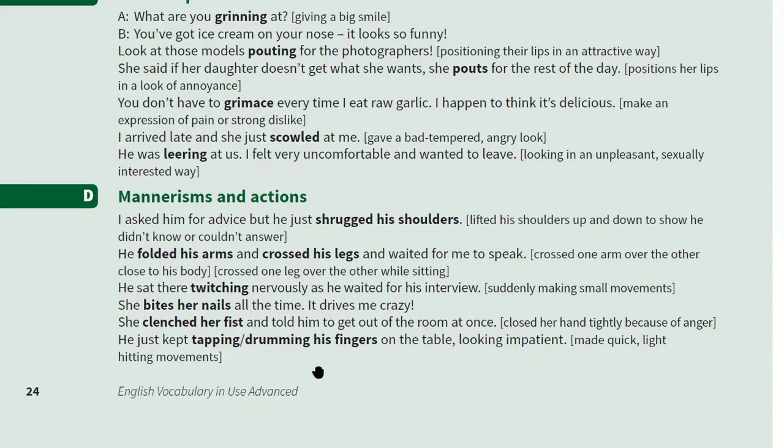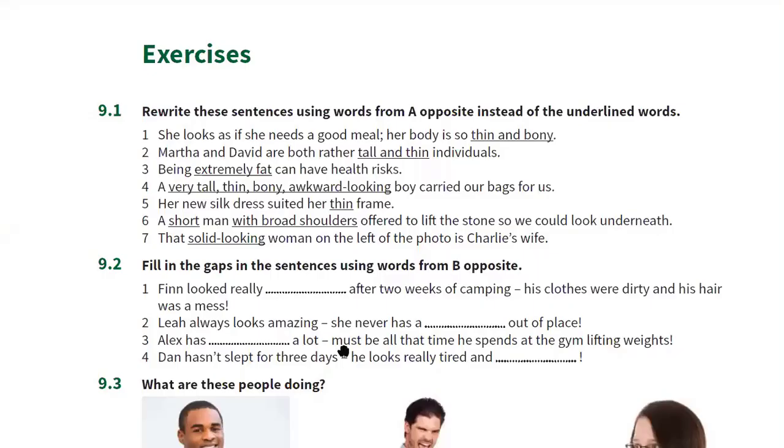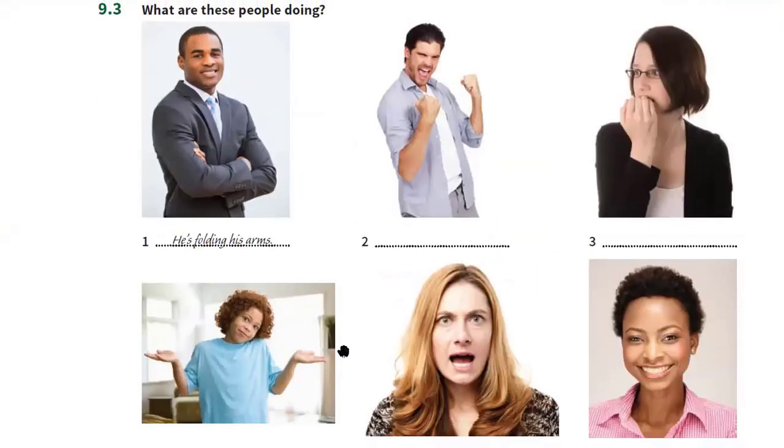Now I'll show you some pictures, and you have to tell me which word you would use. Which expression? Shrugged his shoulders, folded his arms, crossed his legs, twitching, biting his nails, clenched her fists, tapping, drumming his fingers. Okay, I'll show you a picture now. First one is already done.